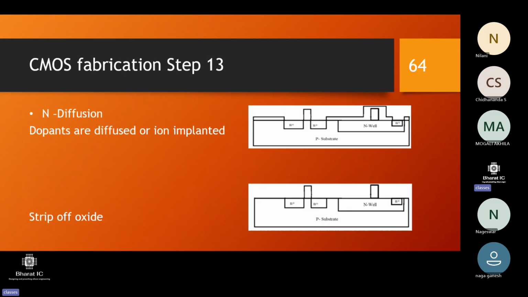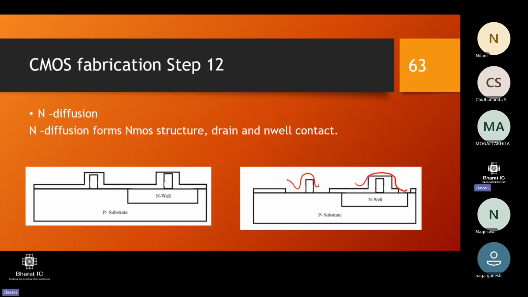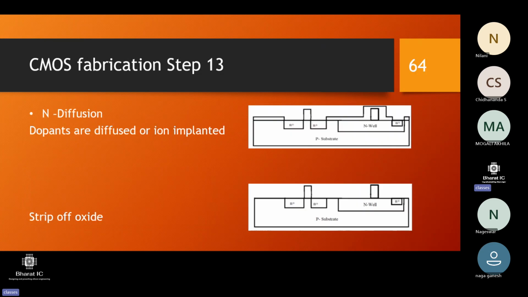Now step 13 comes: n diffusion, where dopants are diffused or ion implanted. The ion implantation part is different. Like this, the n plus regions are created. If you see, the n plus region is created here, then the gates, source and drain are created. This is an N well here, and this is a P type. This part is PMOS and this part is NMOS. So this is how these things are being created.